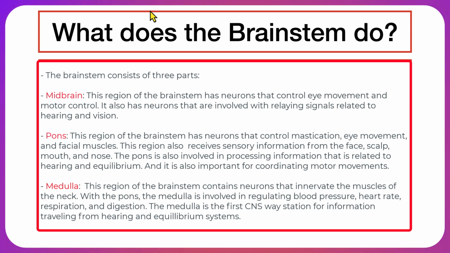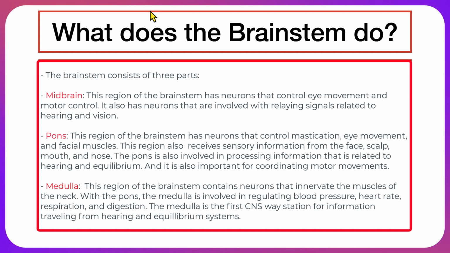So the midbrain is going to be a region that has neurons that control eye movement, motor control, and neurons that are involved with relaying signals related to hearing and vision. The pons is going to be a region that has neurons that control mastication or chewing, eye movement, and facial muscles. It also receives information from the face, scalp, mouth, and nose, and it's also going to be involved in processing information that is related to hearing and equilibrium. And it's also crucial for coordinating motor movements.